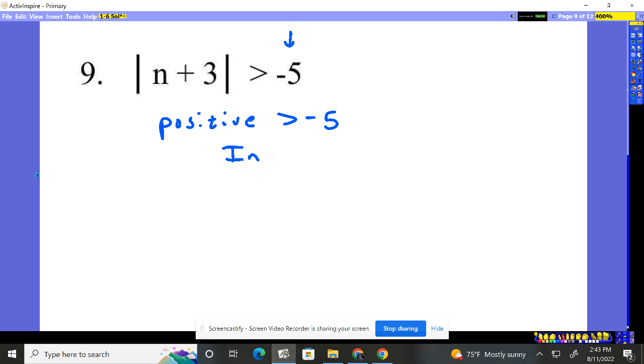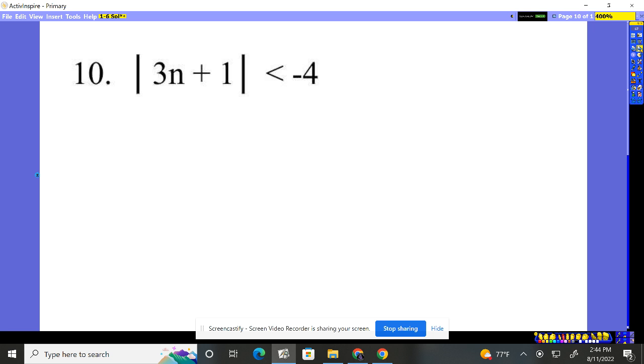So in this case, there's an infinite number of solutions. Everybody works. No matter what you plug in here, it's going to work. Plug in 10. 10 plus 3 is 13. Is the absolute value of 13 bigger than -5? Yes. Plug in -10. -10 plus 3, -7. Absolute value of -7, though, is +7. +7 will be bigger than -5. Everybody and their brother is going to be bigger than -5.